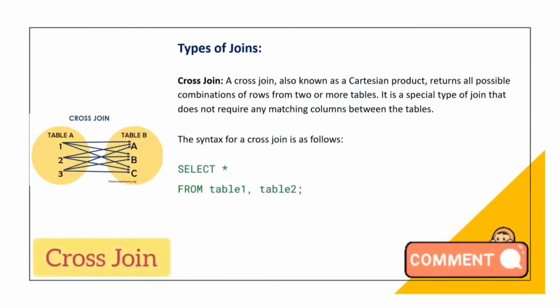The next is cross join. It is a type of join that combines rows from two or more tables without any matching criteria. This means all the possible combinations of rows from the two tables will be included in the result set.